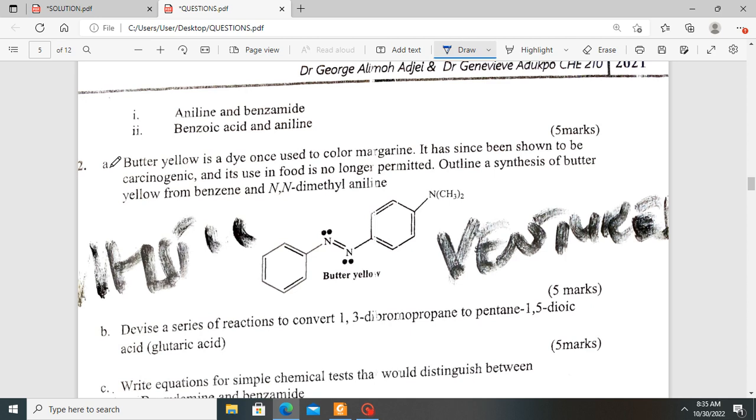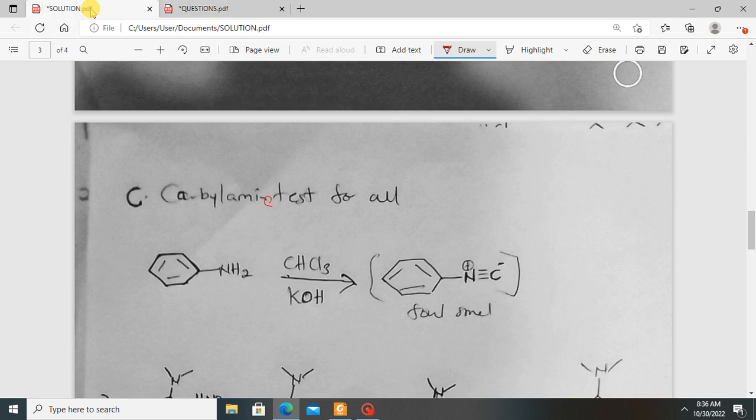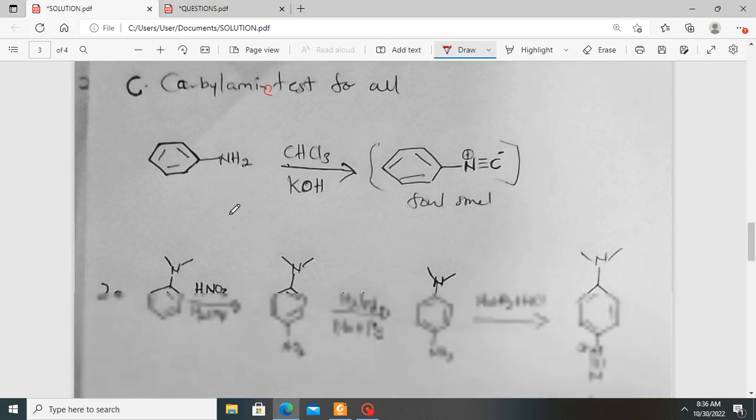Let's look at question 2a. It says butter yellow is a dye once used to color margarine. It has since been shown to be carcinogenic, and its use in food is no longer permitted. We have to outline the synthesis of butter yellow from benzene and N,N-dimethylaniline. So let's see how we can synthesize this compound.